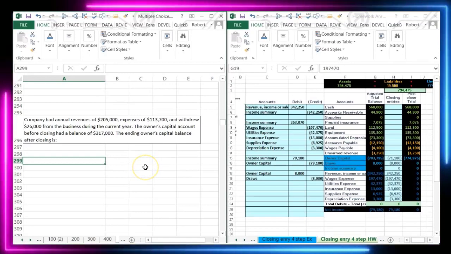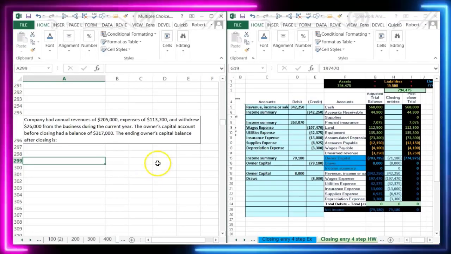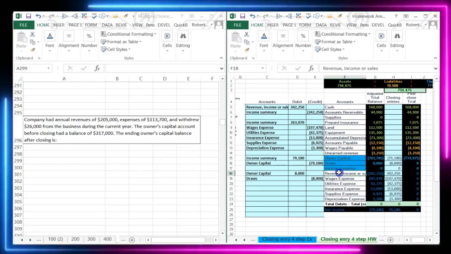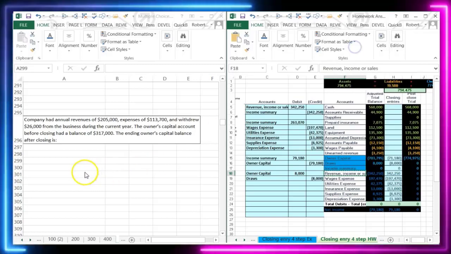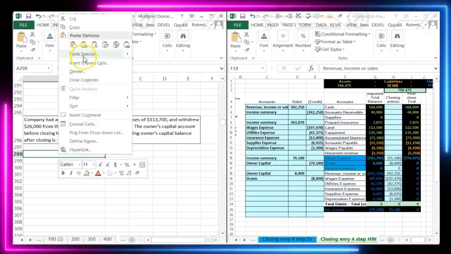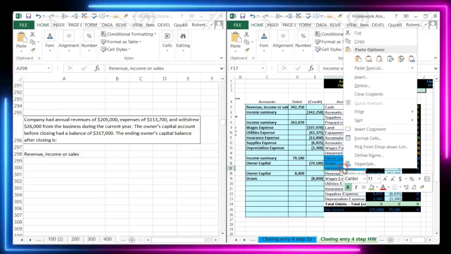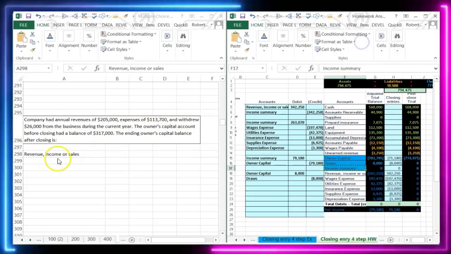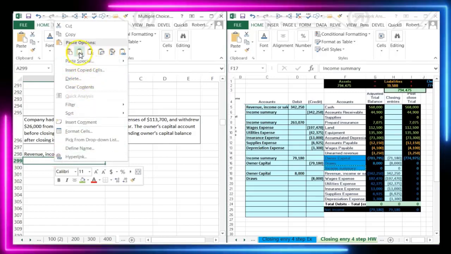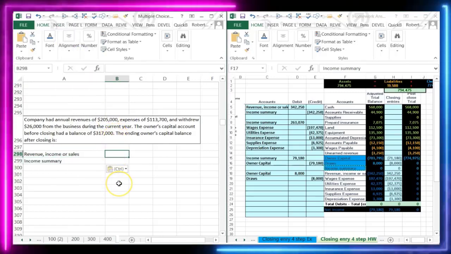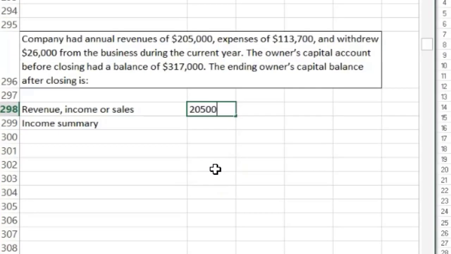We could say, okay, first we'd have to close out revenue. Revenue has a credit balance, so we would have to do the opposite thing to it, which is debit revenue. And then we would put that to the income summary. The income summary account would then be credited. So we would debit revenues of 205,000, which they gave us, and credit the income summary.